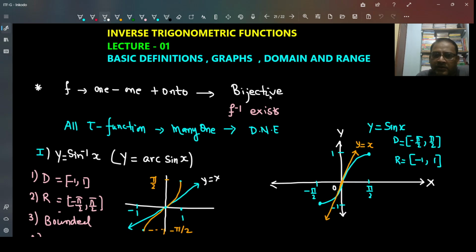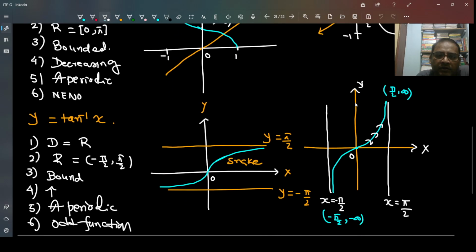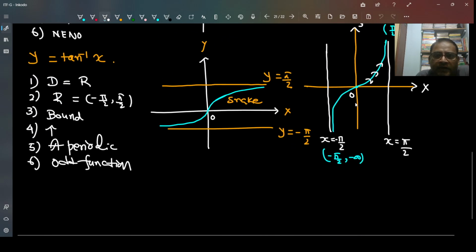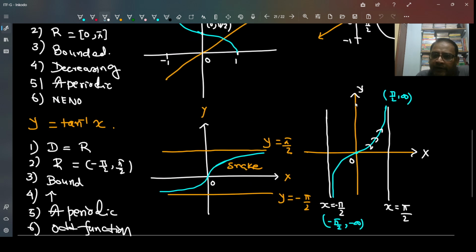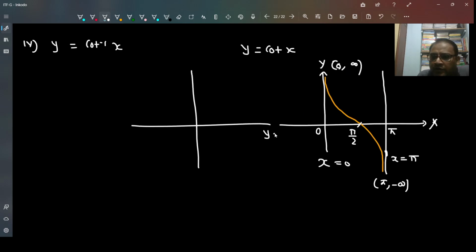Let me check one thing, what will happen to this tan inverse x that I wrote here. Oh, the tan inverse x range is minus, okay, correct. It is correct. So now y is equal to 0 and another asymptote will be y is equal to pi. So your cot inverse will look like this.